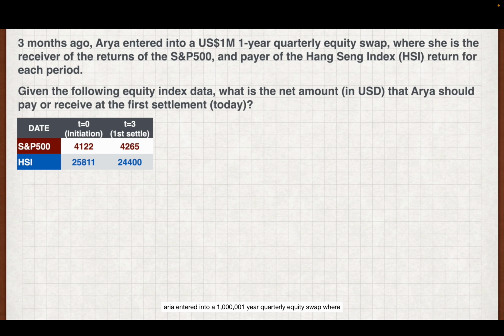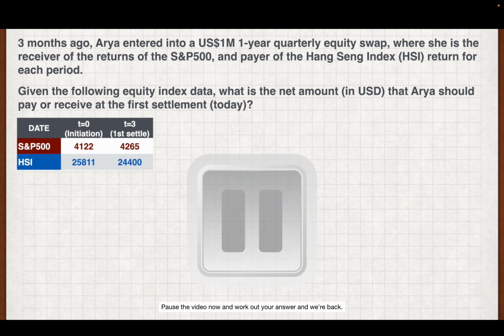3 months ago, Aria entered into a $1 million one-year quarterly equity swap, where she is the receiver of the returns of the S&P 500 and payer of the Hang Seng Index return for each period. Given the following equity index data, what is the net amount that Aria should pay or receive at the first settlement? Pause the video now and work out your answer.